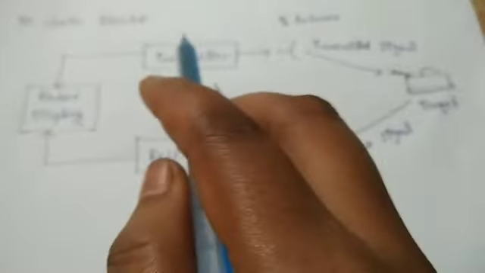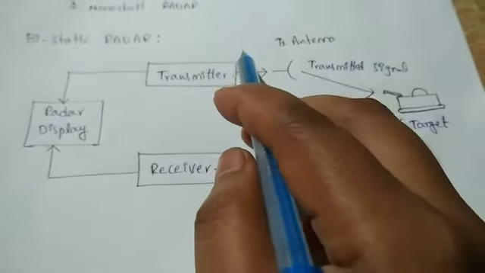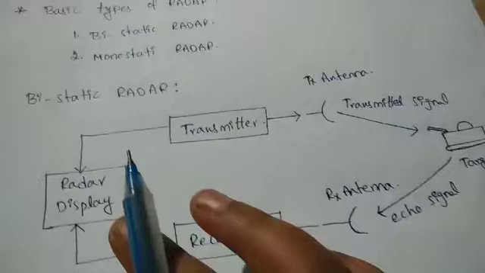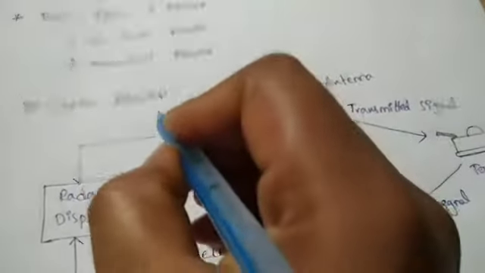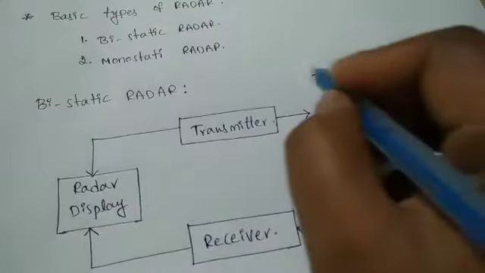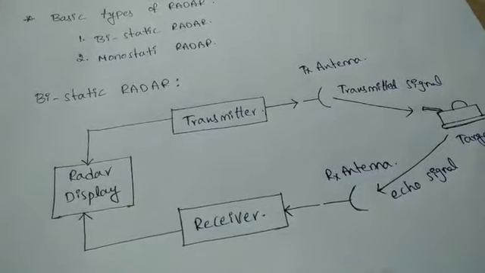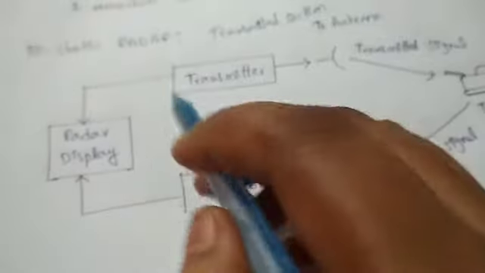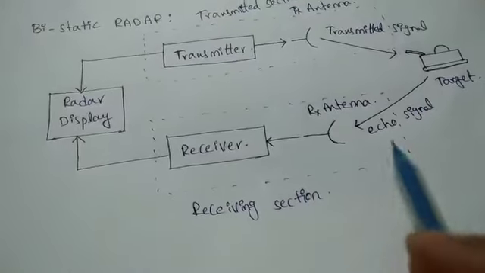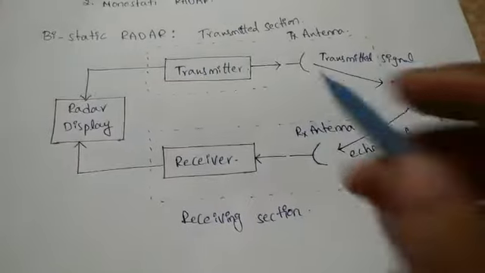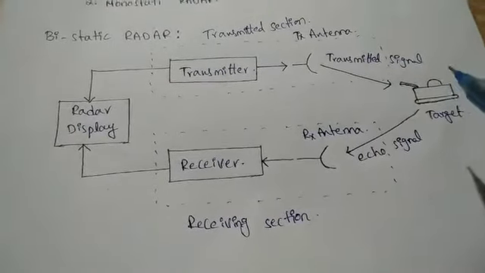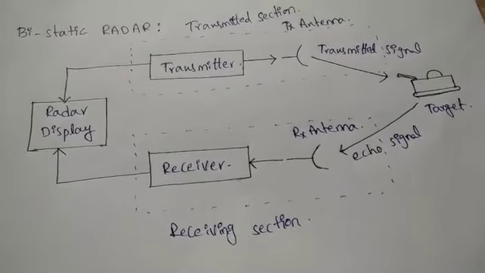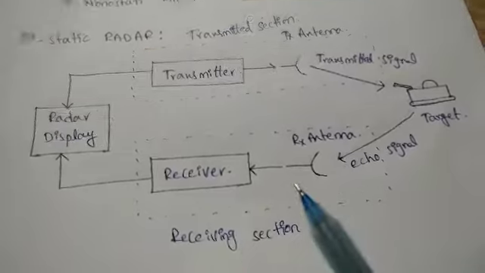So in the bistatic radar system we can see a transmitting section and a receiving section. Both have two different antennas. This is the transmitting section and this is the receiving section. So this is the basics regarding the bistatic radar system.